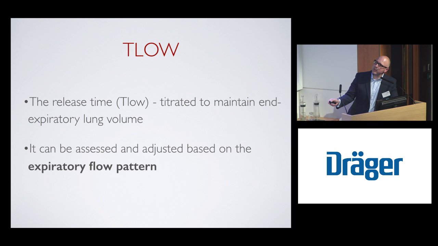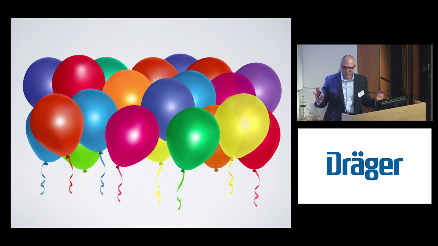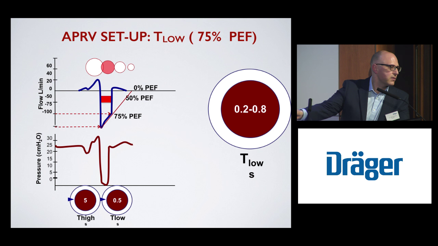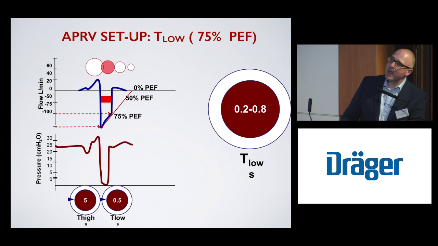So that's one of the things about the T low. We need release time to maintain the end expiratory lung volume, and the only thing we need is to look at the expiratory flow pattern. I know that we shouldn't look at balloons, but for the moment, let's think about lungs like balloons. If you think about a balloon that goes fully inflated and fully deflated, and this is the expiratory phase, there will be one point where there's the optimal end expiratory lung volume. And this point is the time that it takes for the expiratory flow to reach 75% of the peak expiratory flow. And this might be any number, depending on the characteristics of the lung.